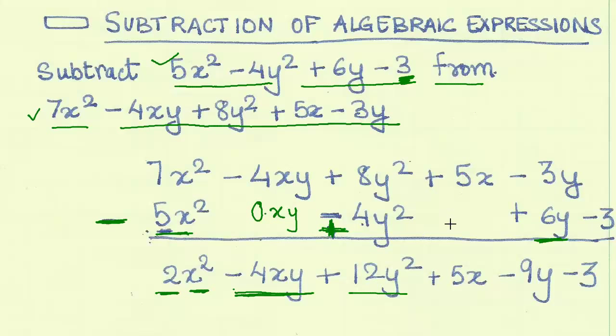And then 5x plus 0x, so essentially we get the same 5x here. Now again, this is minus 3 plus 6, but remember that there is a minus, so overall it is going to be minus. So we have minus 3 minus 6, which gives you minus 9y, and then here you have 0 minus 3, which gives you minus 3. So your resultant expression is 2x square minus 4xy plus 12y square plus 5x minus 9y minus 3.